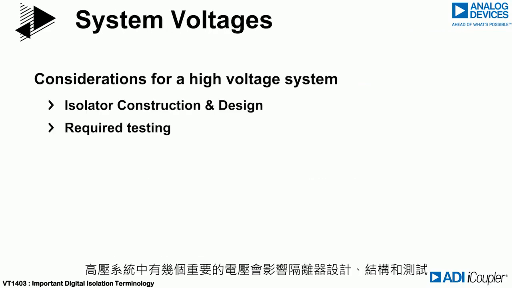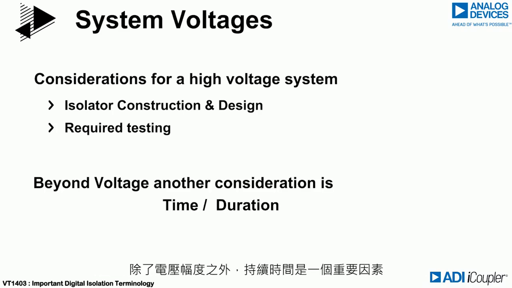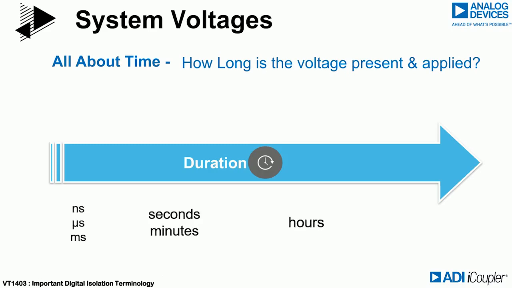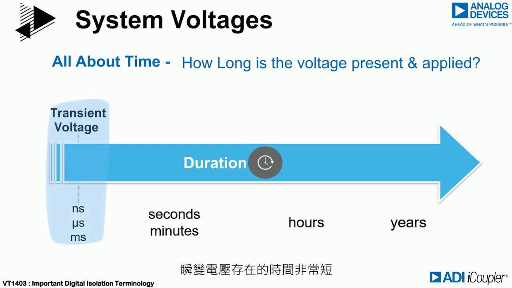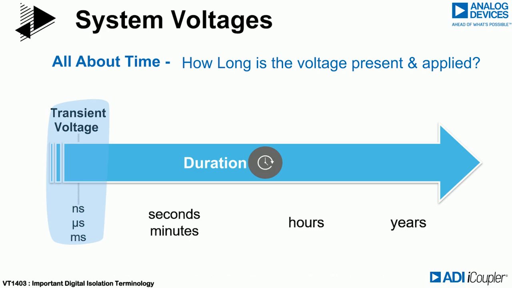There are several important voltages in high-voltage systems that impact isolator design, construction, and testing. Beyond the magnitude of the voltage, a key concern is the duration. How long does the voltage exist across the insulation barrier? Transient voltages exist for very short periods of time. They can be very brief, in the nanosecond range, or up to milliseconds in duration.